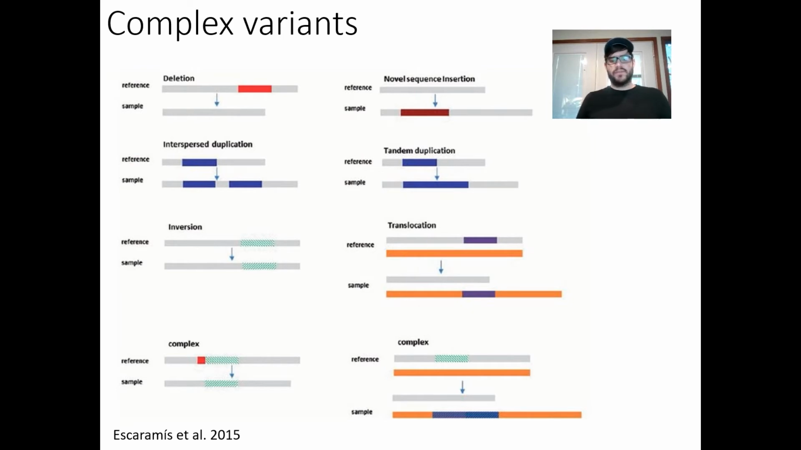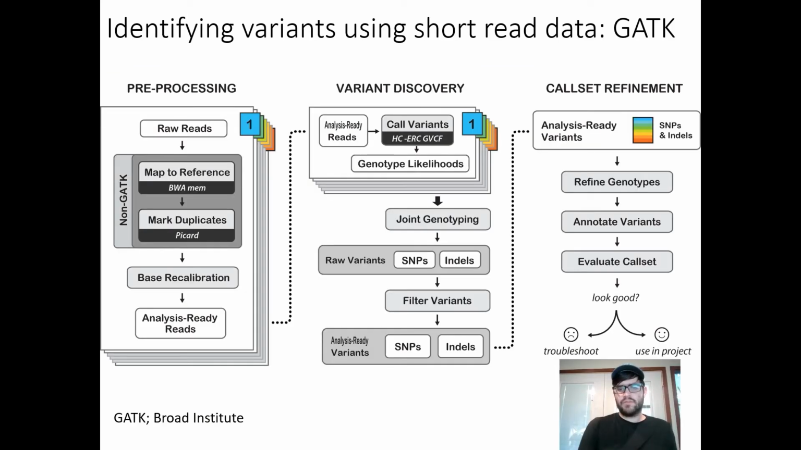So now we've talked about the different types of variants, the question is, how do we identify them? And so like anything in bioinformatics, there are a number of different software programs that we can use to do this.